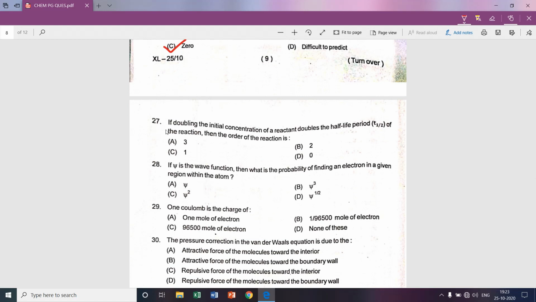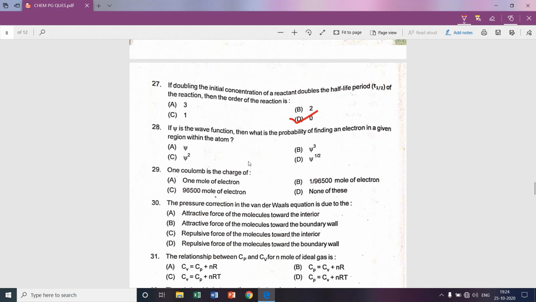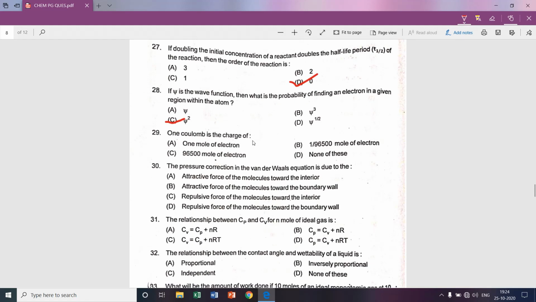Number 27. If doubling the initial concentration of a reactant doubles the half-life period, that is T half, of the reaction, then the order of the reaction is zero order. That is the right answer, and the option is D. Then 28. If psi is the wave function, then what is the probability of finding an electron in a given region within the atom? And your answer is C, that is psi squared. It is also a very easy question.